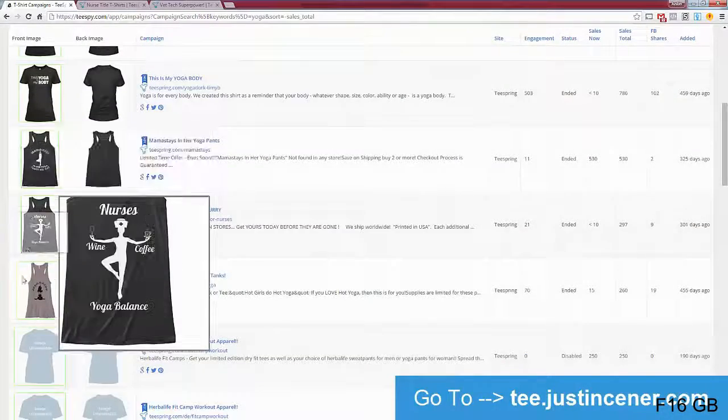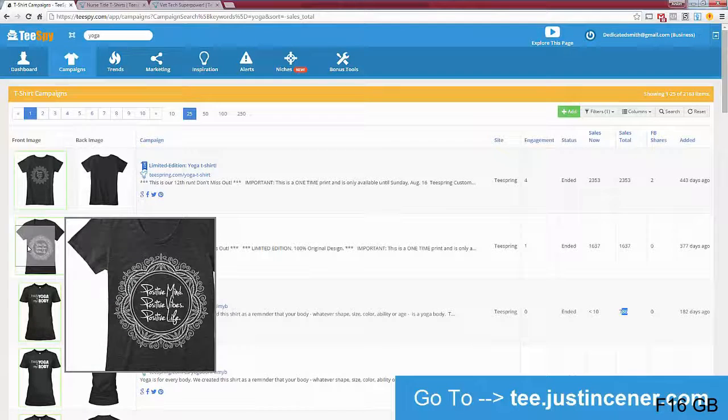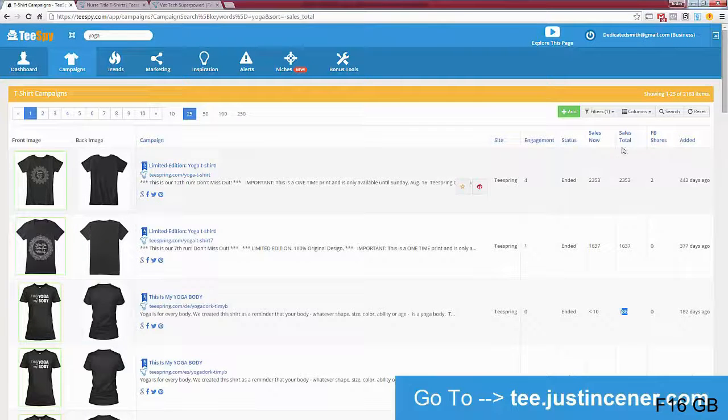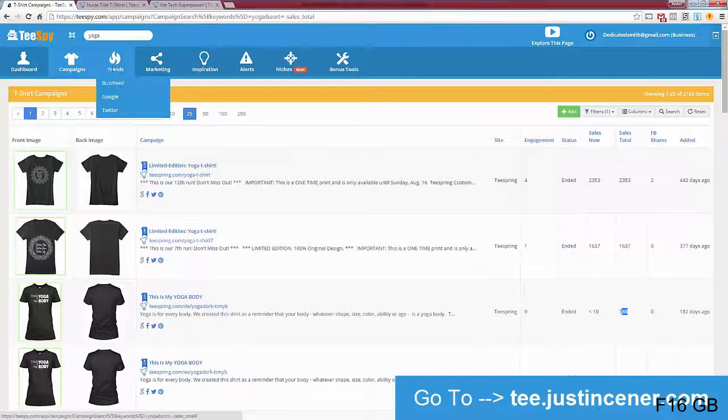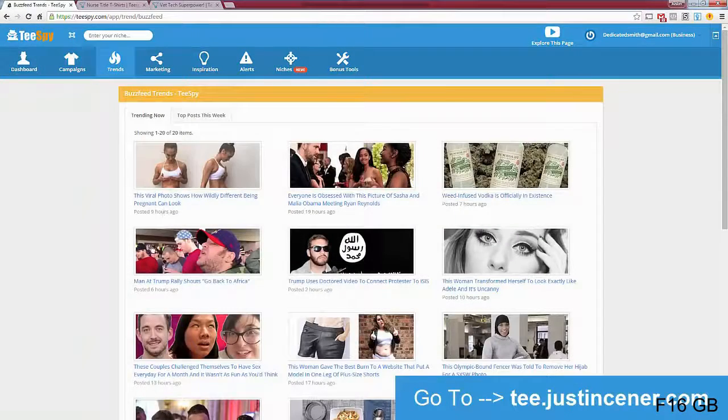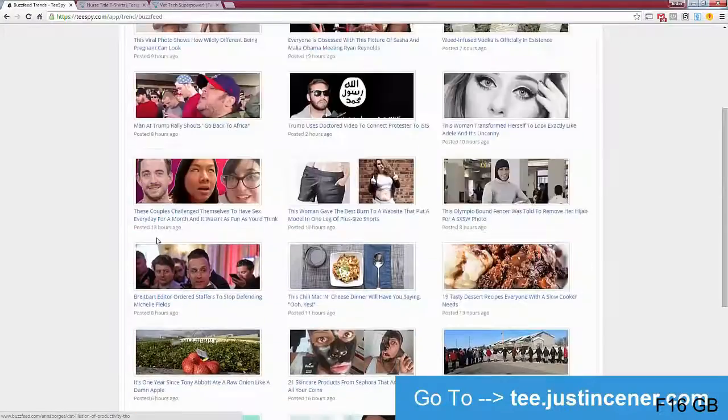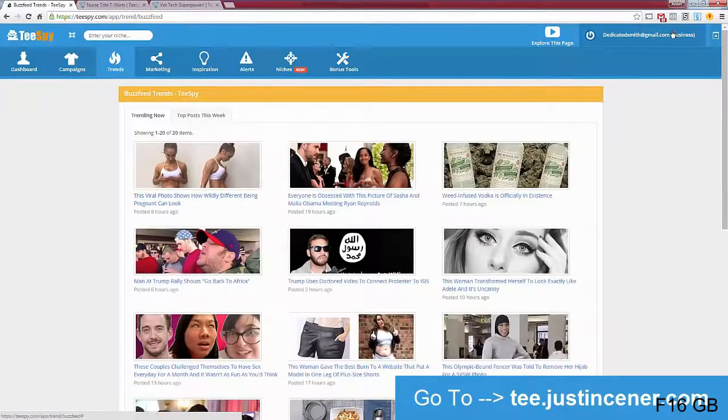So you're just going through here, and this is why this is so powerful. You're able to sort by sales. You could even sort by engagement, in terms of Facebook engagement on the ad. And there's some other cool things too. Trends. You could take a look at BuzzFeed trends. It's just a cool way to see what's going on, and you might be able to capture a trend, especially if you're on the business plan.